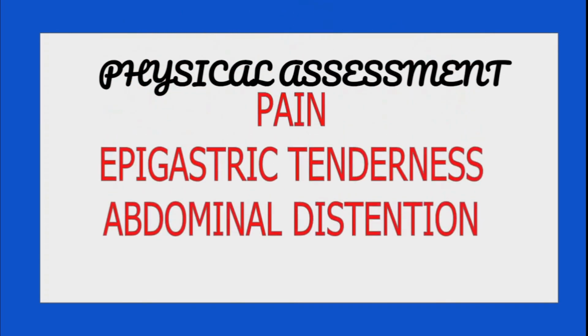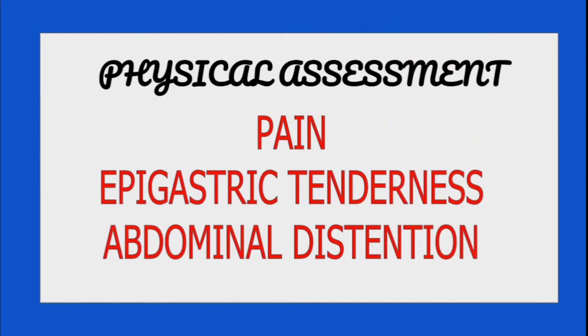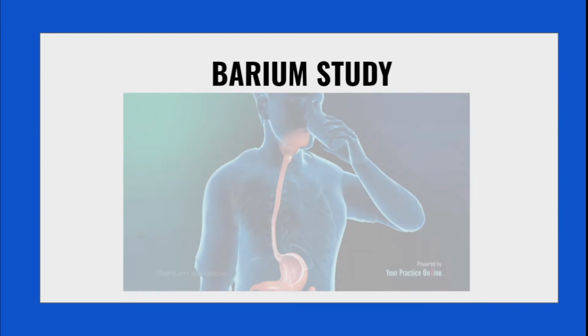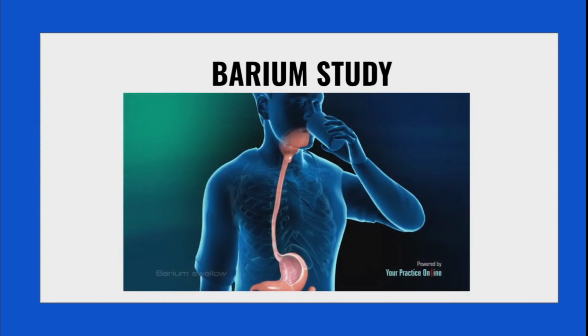So the first diagnostic evaluation is nothing but physical assessment. Yes, pain. Through physical examination, pain can be revealed. Epigastric tenderness, abdominal distension, all these three are revealed through physical assessment. Next, we go to the barium study. So barium study is a type of X-ray wherein you are given some radioactive carbon. You are asked to swallow that, and then X-ray images are taken to confirm the diagnosis.